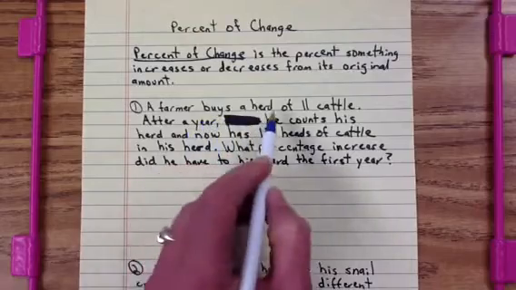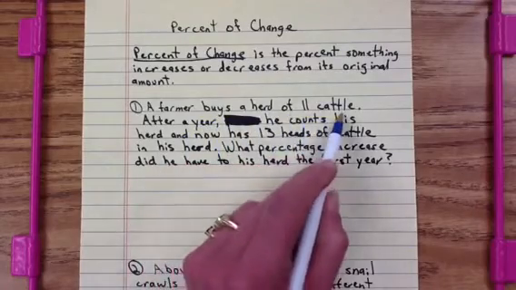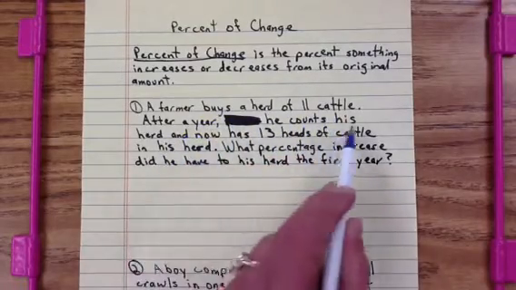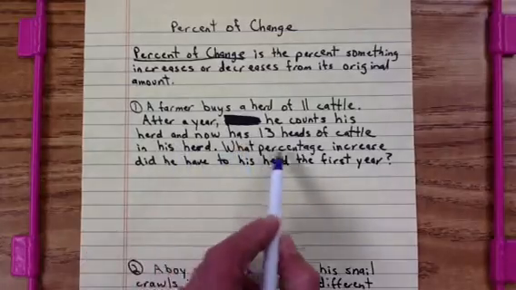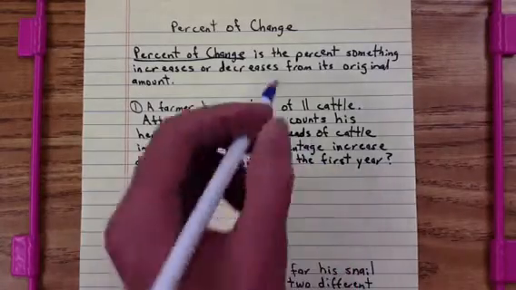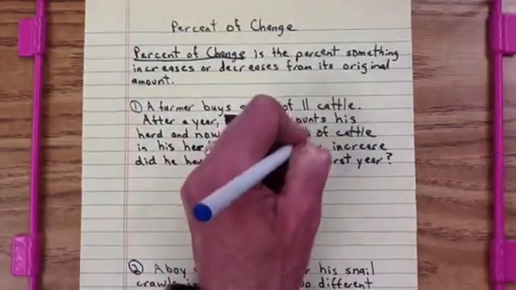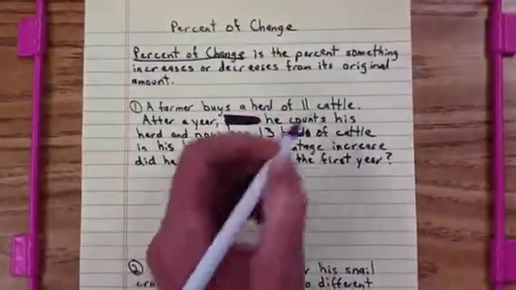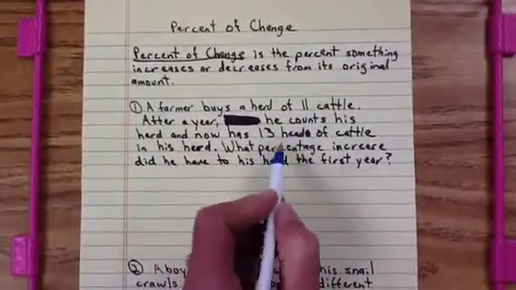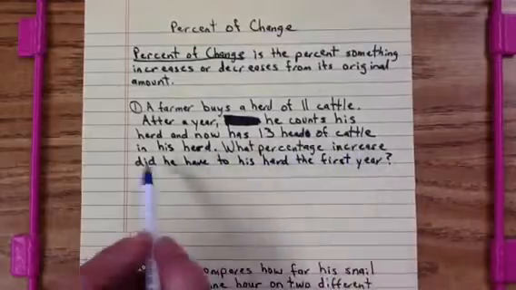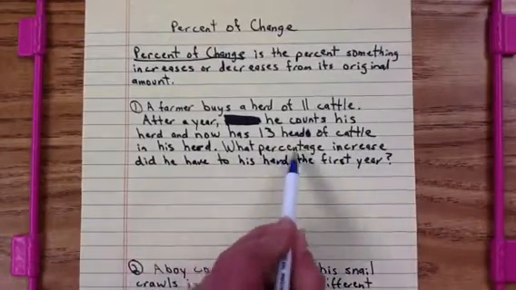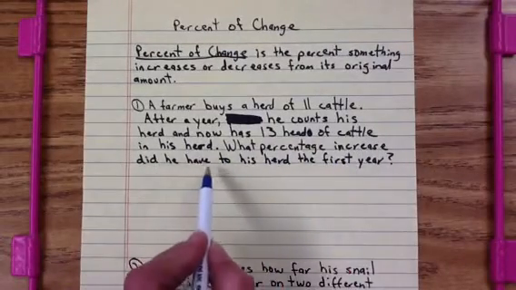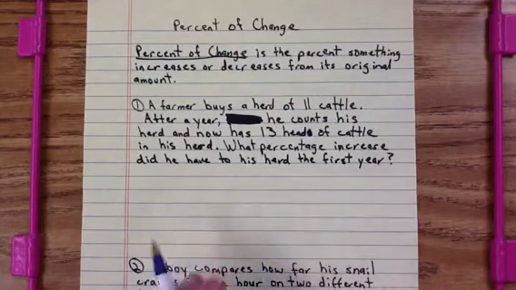Okay, so a farmer buys a herd of 11 cattle. After a year, he counts his herd and now has 13 heads. And by the way, heads is not correct. Let's cross that off, because if you ask a cattleman, he'll just say 13 head of cattle in his herd. What percentage increase did he have to his herd the first year?